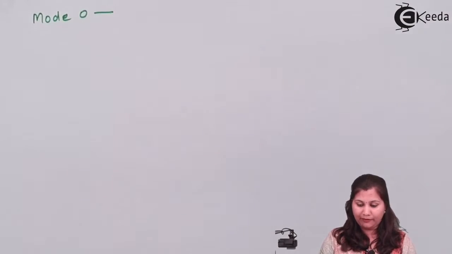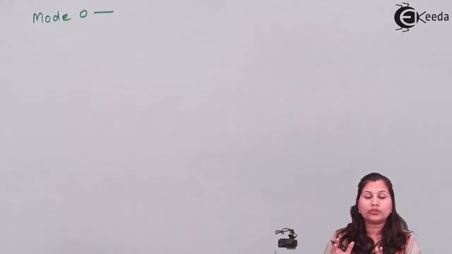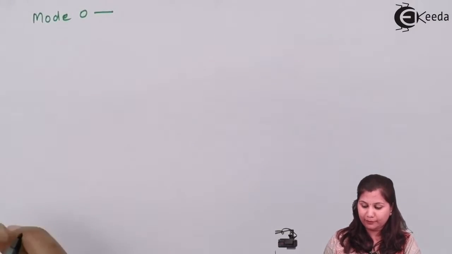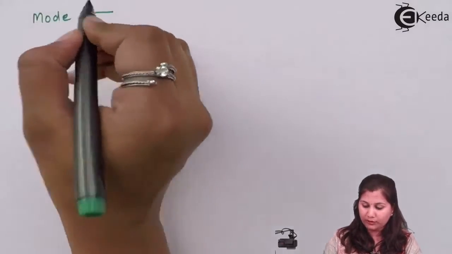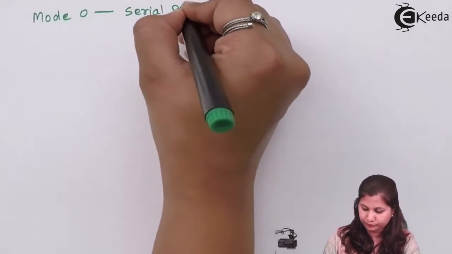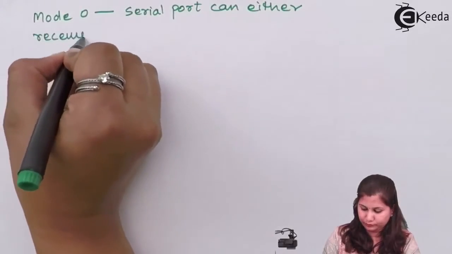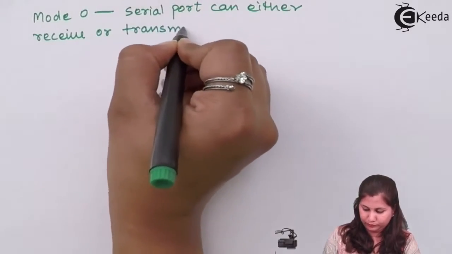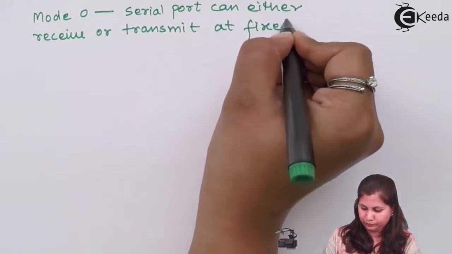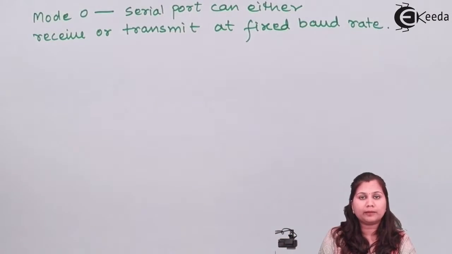because we have written here timers and counters and serial ports. So these timers, they can act as serial ports also. So in mode 0, the functioning of the serial ports is linked with the timer modes.